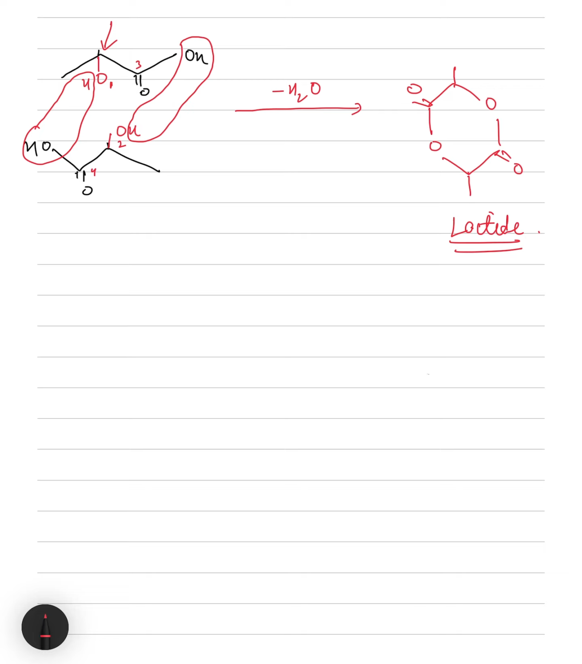So here in this case, what will happen? If you talk about this carbon and this carbon, these carbons contain chiral centers. Because they contain chiral centers, we can have multiple isomers forming here. Let's draw the multiple isomers.